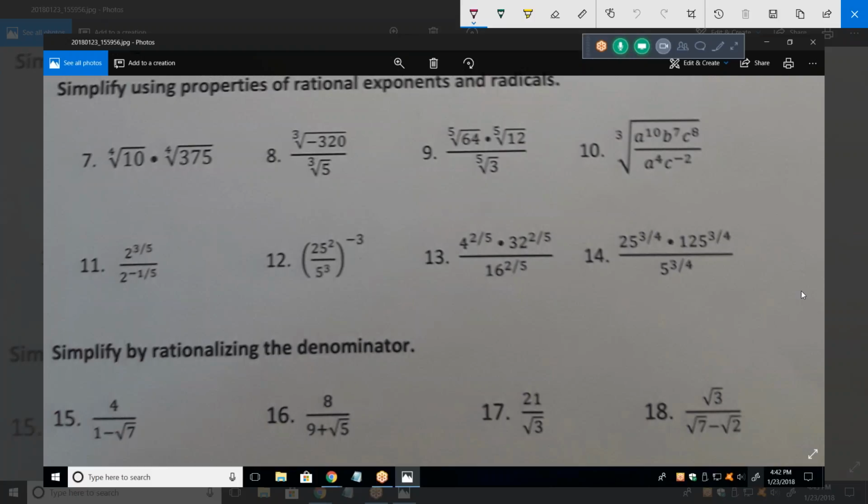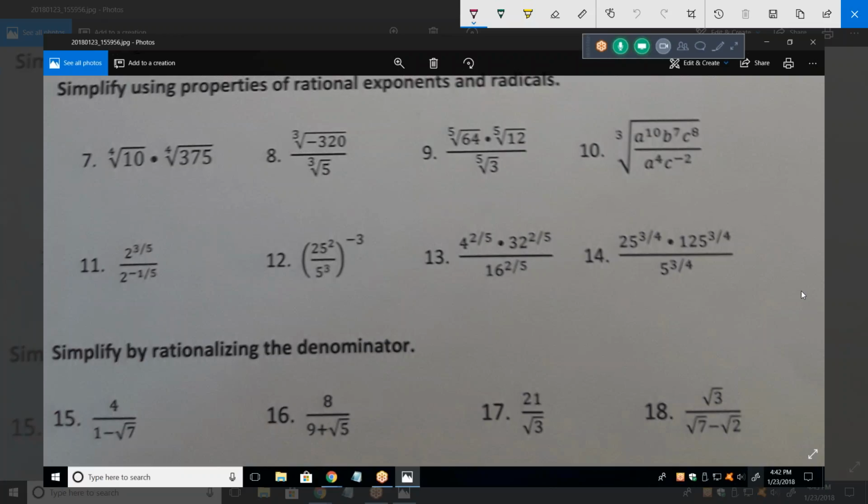You know how to do number 7? Or would you be allowed to use a calculator if you were taking a test on these? Yes. You sure? Mm-hmm. Okay. Yeah, I think at least.